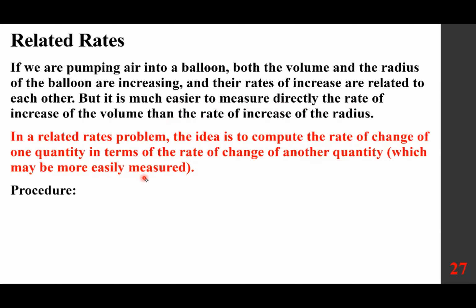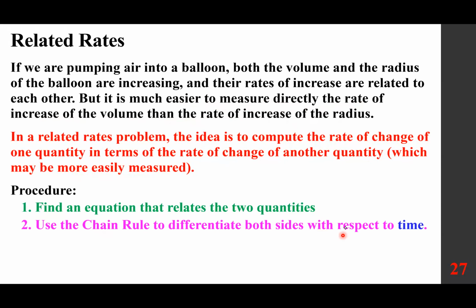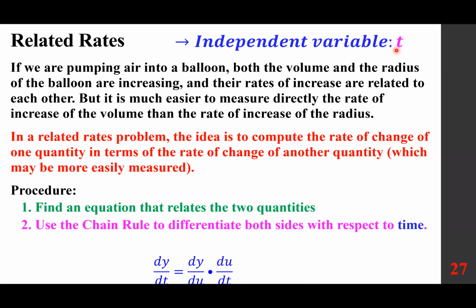What is the procedure? Find an equation that relates the two quantities. Then use the chain rule to differentiate both sides with respect to time. So in the case of related rates, the independent variable is t, everybody. So dy/dt is dy/du times du/dt. This is Leibniz's notation. As we go from y to t, the intermediate variable happened to be u.